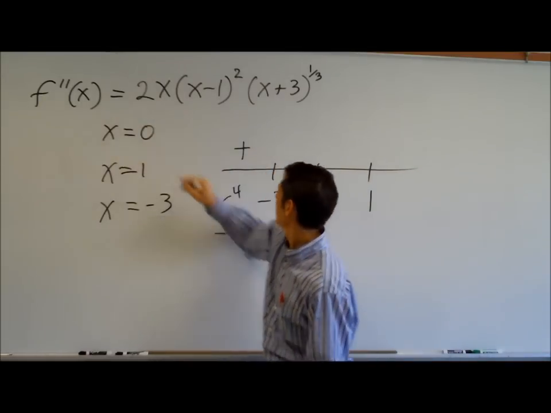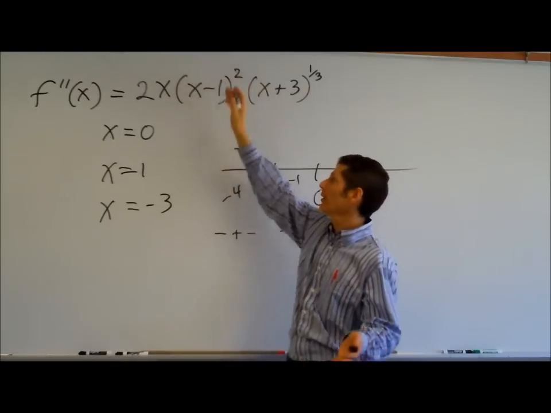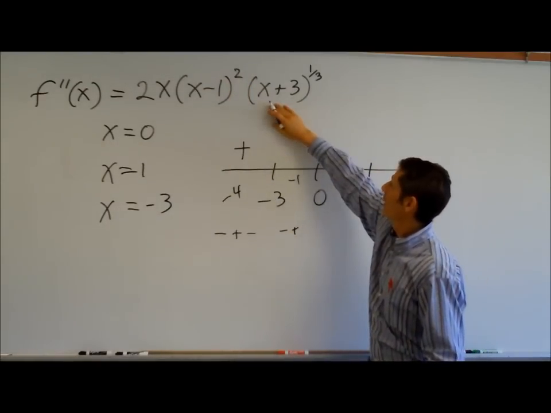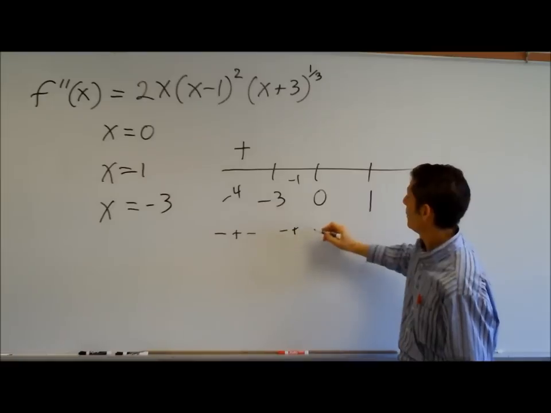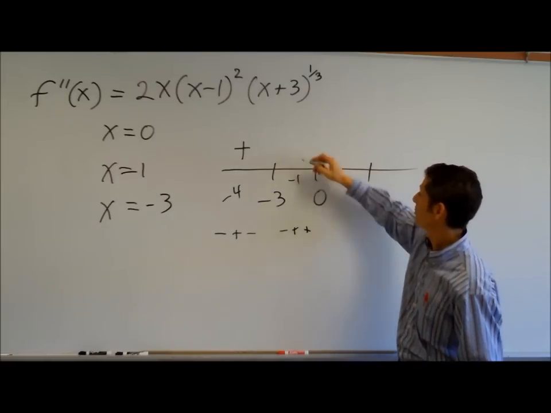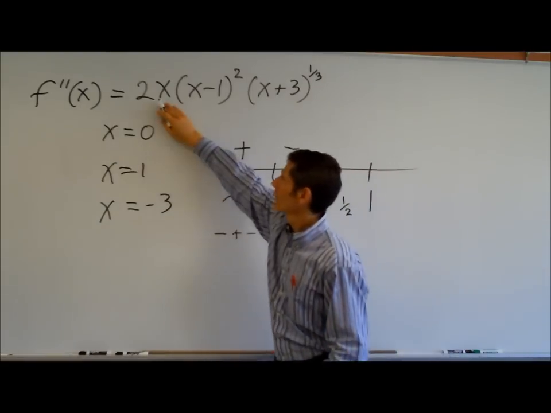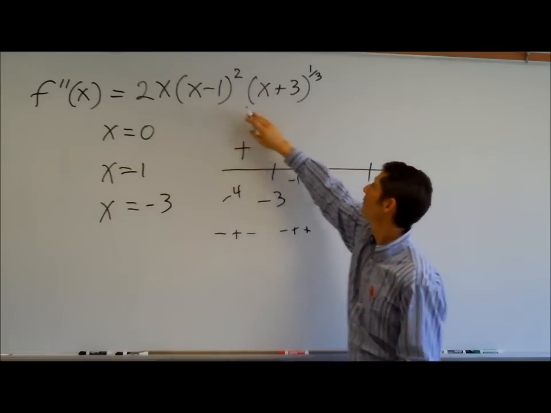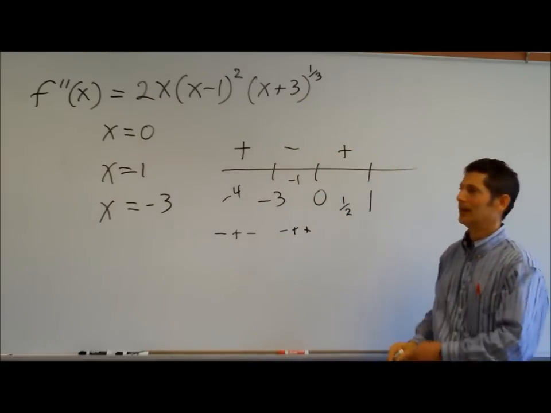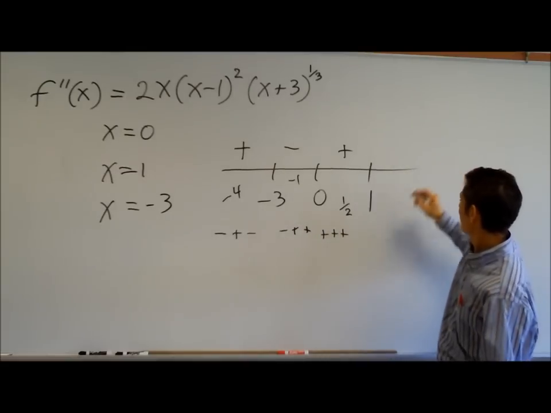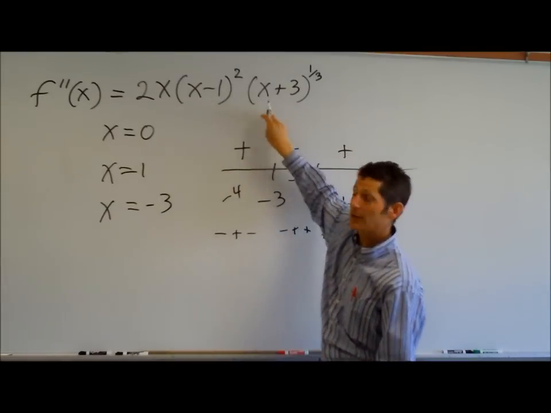Put in a -1 there. That gives me a negative. Again, something or other squared is going to be positive. This will give me a -1 plus 3 is positive. So the 1/3 again stays positive. Negative times positive is negative. Put in a half. Positive, positive, positive. I'm pretty positive that's going to be positive. Last one. I'll put in a 2. Positive, positive, positive.